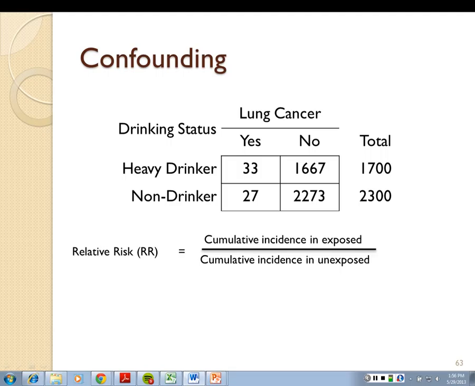Here we have a cohort study of heavy drinkers and non-drinkers. Our exposure is heavy drinking versus non-drinking, and the outcome is lung cancer. 33 of the 1,700 heavy drinkers developed lung cancer, and 27 of the 2,300 non-drinkers developed lung cancer.